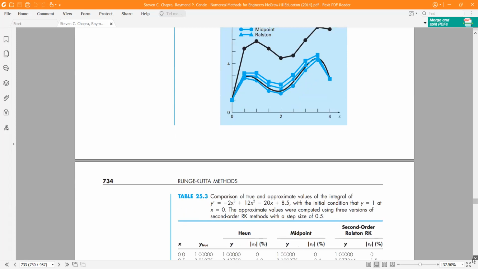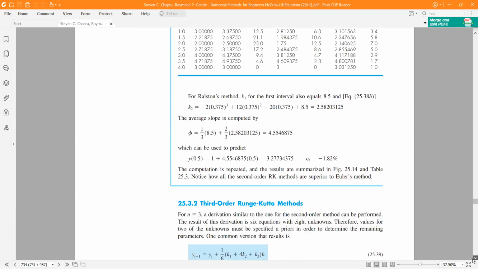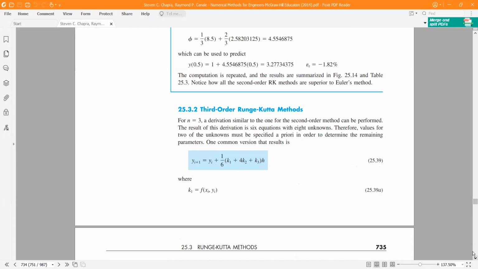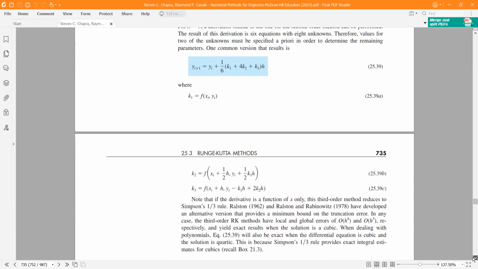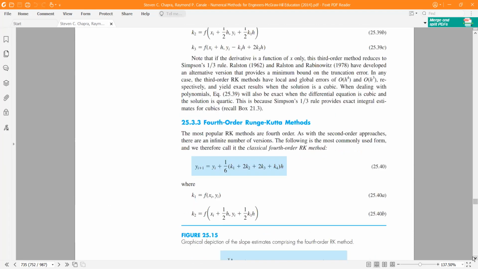I will be showing the thing from a bit broader perspective by using a fourth order Runge-Kutta method, and leaving 25.32 for you to go through. The reason is that if we get accustomed to the fourth order method, then this third order method can easily be understood. For this reason, I am skipping this. So the fourth order Runge-Kutta method is the standard Runge-Kutta method we generally use to solve many types of differential equations.